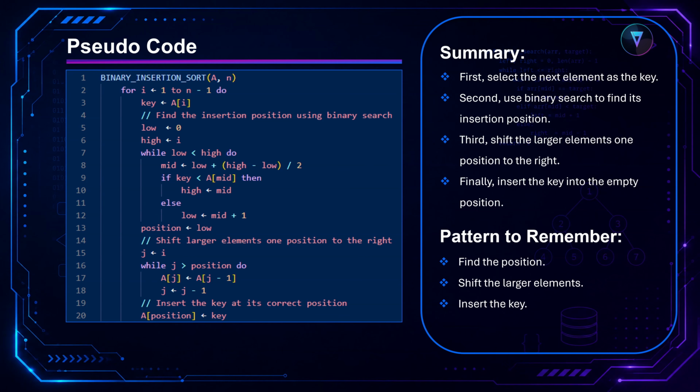Perfect. The simple pattern to remember is find the position, shift the larger elements, insert the key. Great. We have now moved from the definition of binary insertion sort to understanding exactly how its pseudocode works. In the next section, we can perform a complete dry run and watch the array change during every pass.